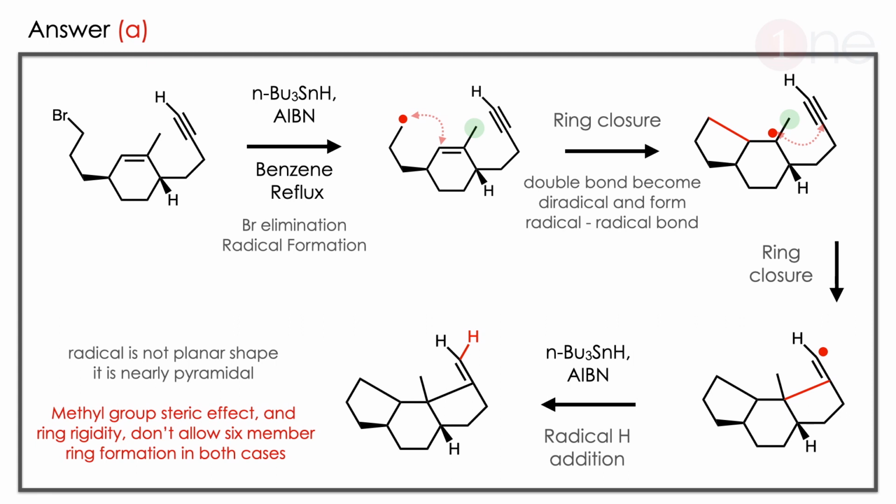Here you have to learn two things. When there is a radical formation along with a double or triple bond, multiple ring closure occurs. Here the methyl group and ring are very rigid, so you cannot replace it with a 6-membered ring. Only 5-membered ring formation is possible. The other answer possibility is also there, but this is the major product. So methyl group steric effect and ring rigidity play the major role here. Only the 5-membered ring is formed.